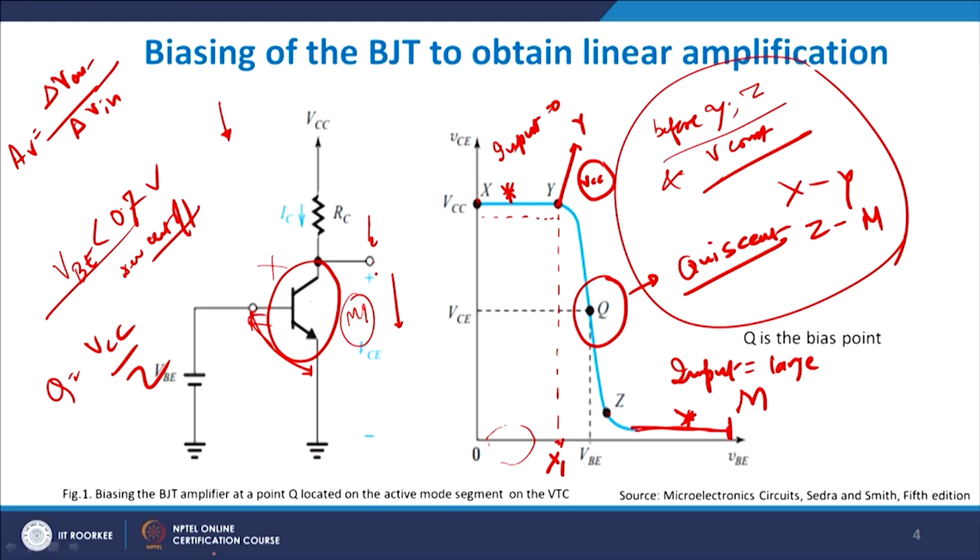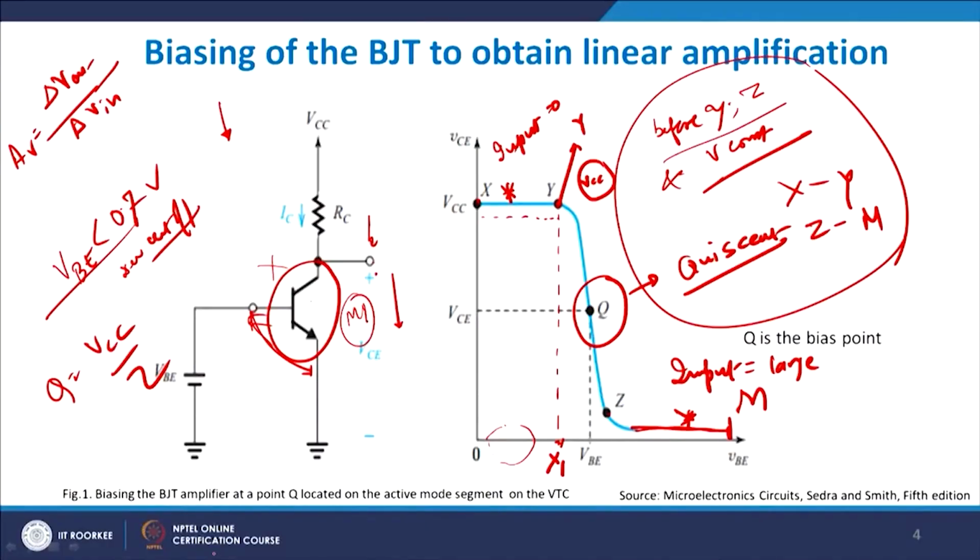Secondly, what about the gain at XY and ZM, because gain is change in the output voltage upon change in the input voltage. So, though your input voltage is changing, output voltage is constant, and therefore your gain at this point is exactly equal to gain at this point, right. So, gains are exactly equal in both the cases, but the gain shows a drastic change in the middle region depending upon how steep the slope is.